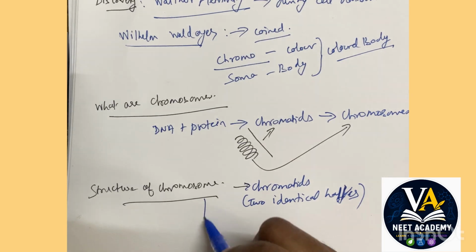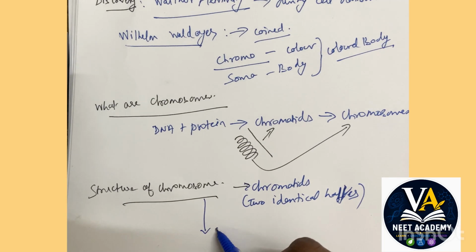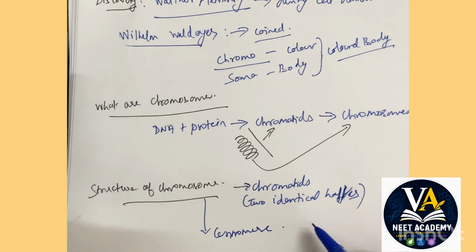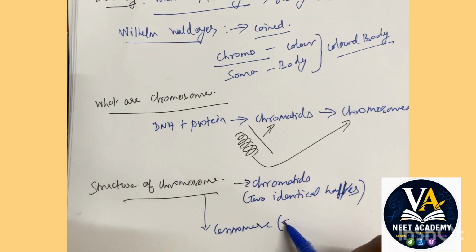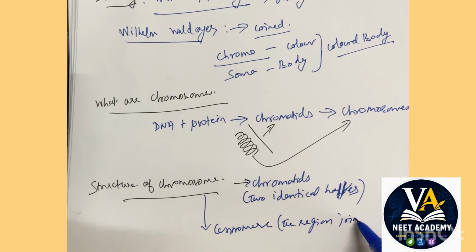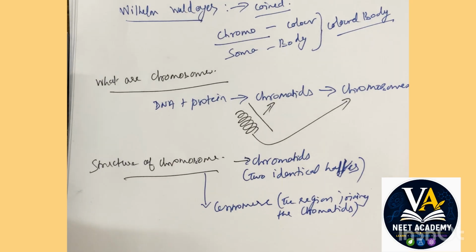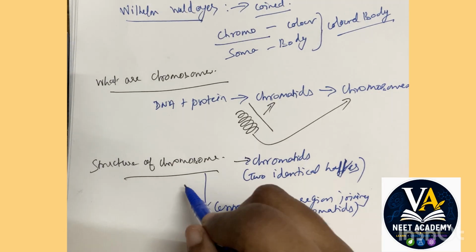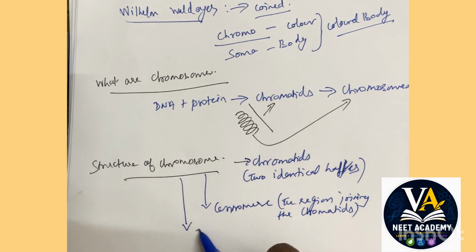Apart from chromatids, we also see the centromere. This is the region joining the chromatids. The third component you can see in a chromosome is the telomeres.